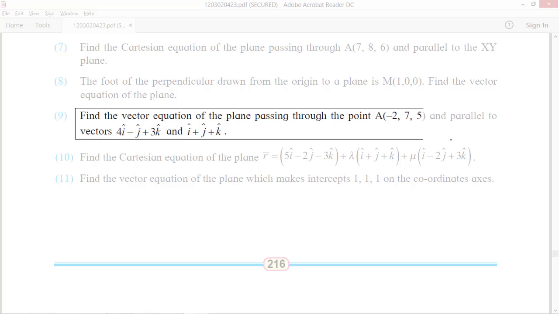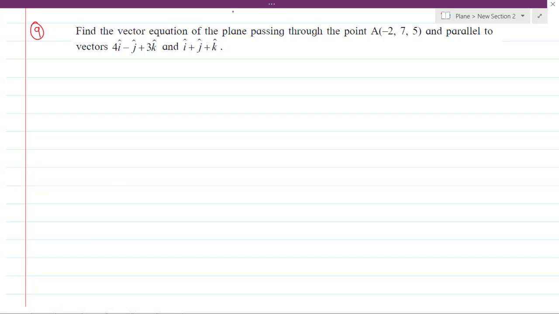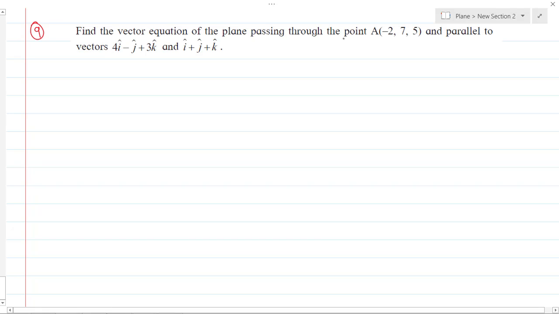Find the vector equation of the plane passing through the point and parallel to the given two vectors. Again, it's a very basic question. So here the plane is passing through the point A, and the same plane is parallel to the first vector and the second vector.